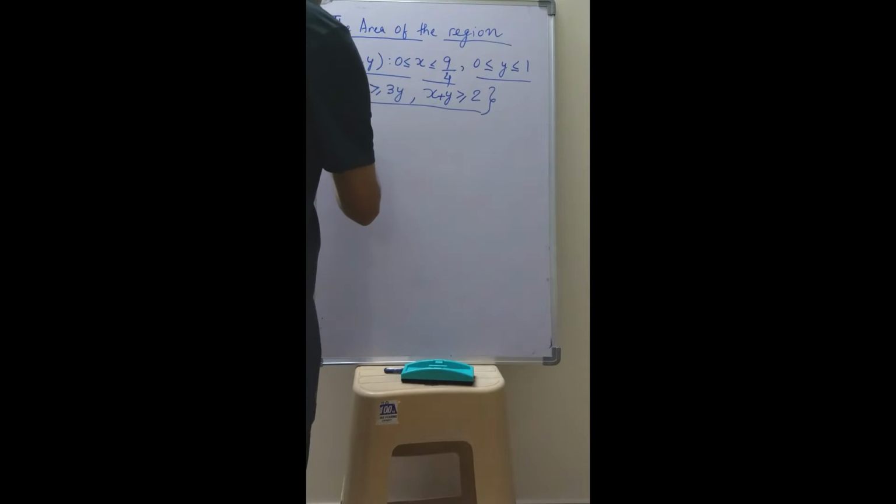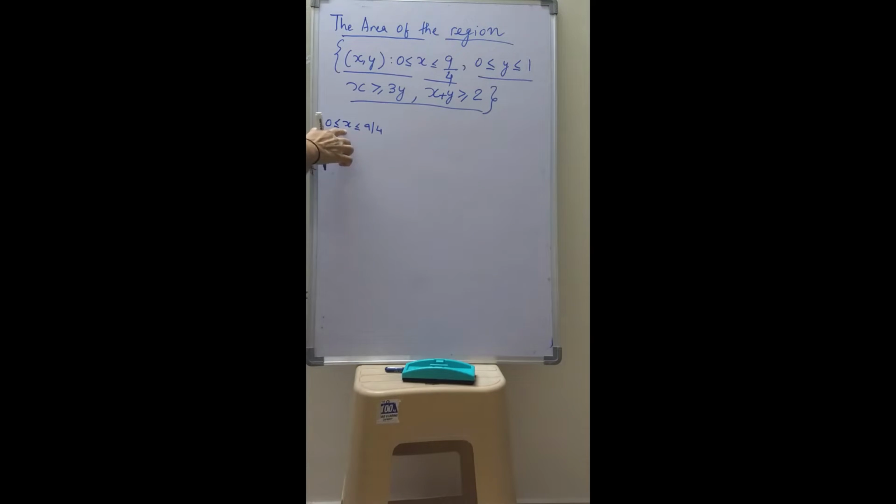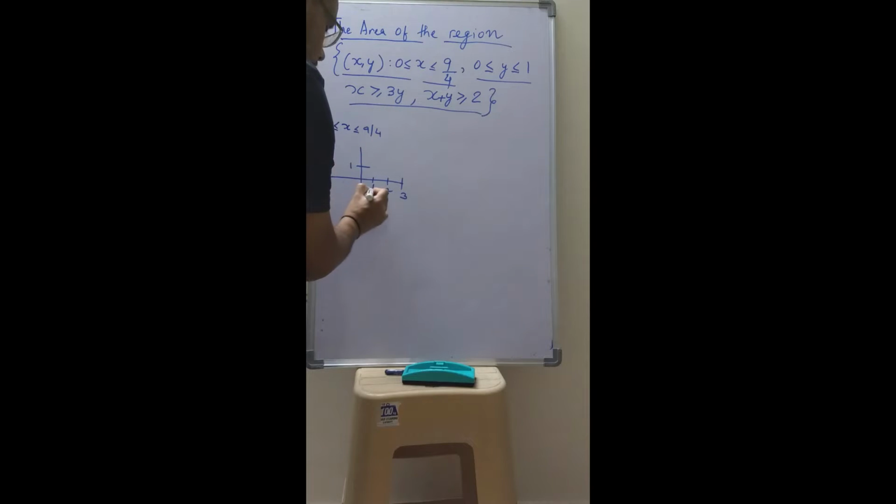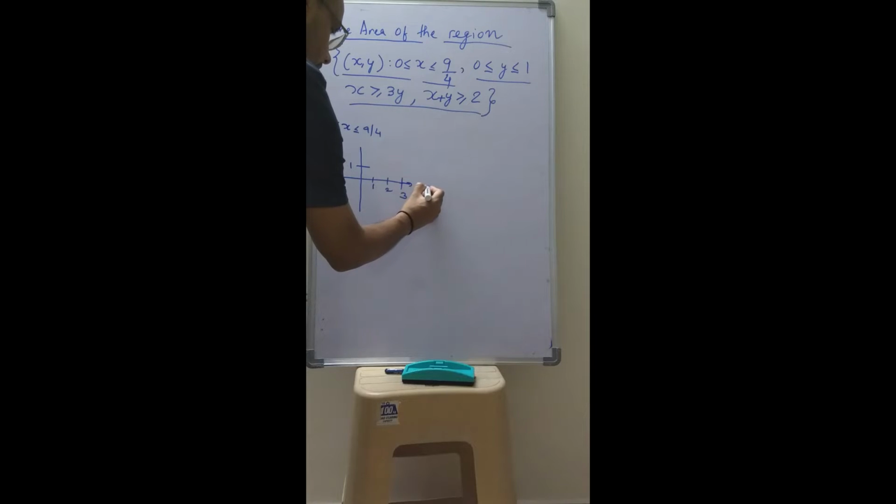So the first equation is what? It says 0 < x ≤ 9/4, right? Which means the value of x will always be greater than 0 and less than or equal to 9/4. So let's say this is your coordinates, and this was 1, this was 2, this was 3, right? This is x equals 1, x equals 2, x equals 3, and this is your x axis, and this is your y axis.